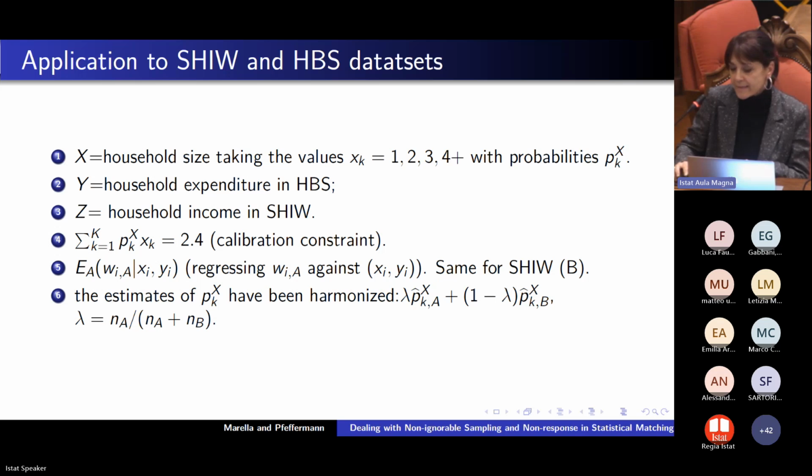Now, we assume that the matching variable X is the household size, taking the values 1, 2, 3, 4 plus, and values larger than 4. Y is the expenditure, Z is the income. This is the calibration constraint, where we assume that the average household size is equal to 2.4, and we harmonize the two estimates of P_x according to this linear combination, where lambda is equal to 0.27, given by this expression.